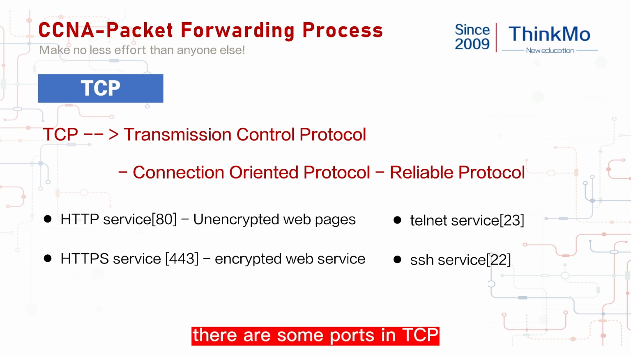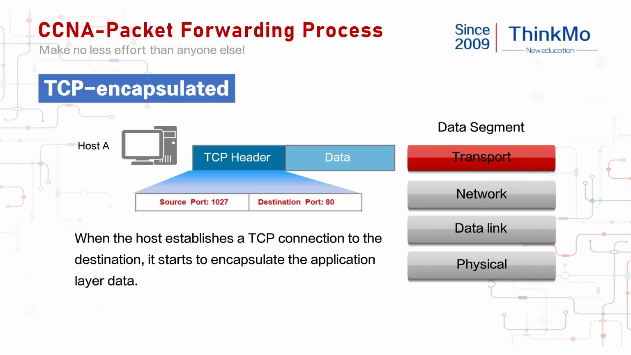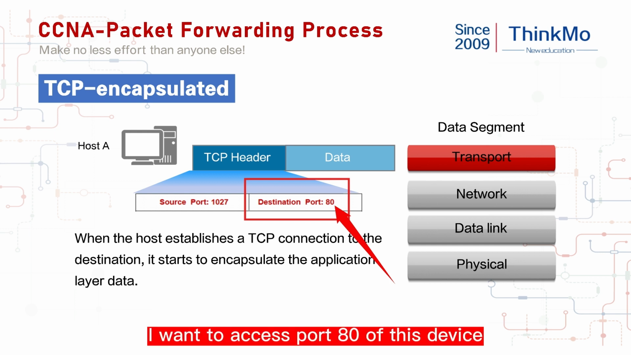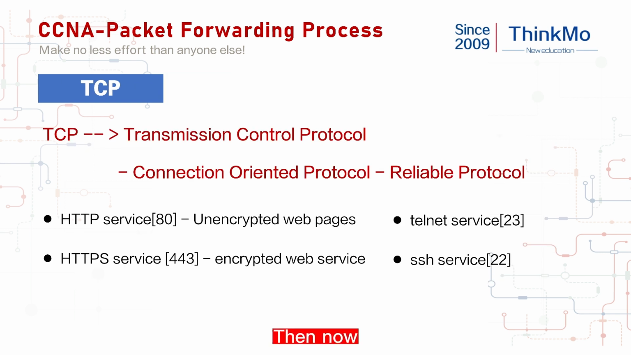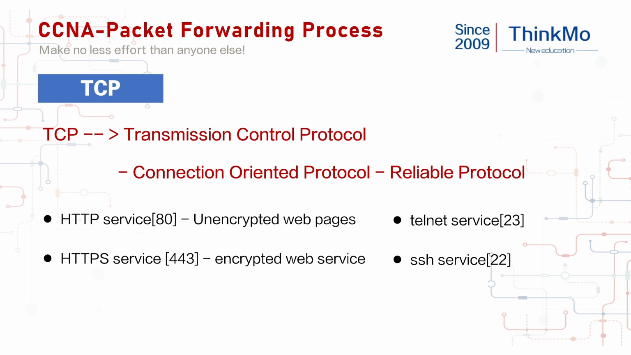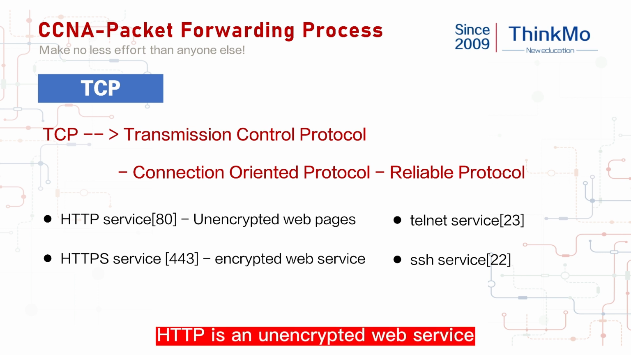There are some TCP ports you have to remember. For example, in this picture, there is a port. Everyone can see the destination port written here is 80. If the host sends data to the peer now, I want to access port 80 of this device. Then the host is accessing the HTTP service of the peer. This service uses a well-known port, 80. HTTP is an unencrypted web service.